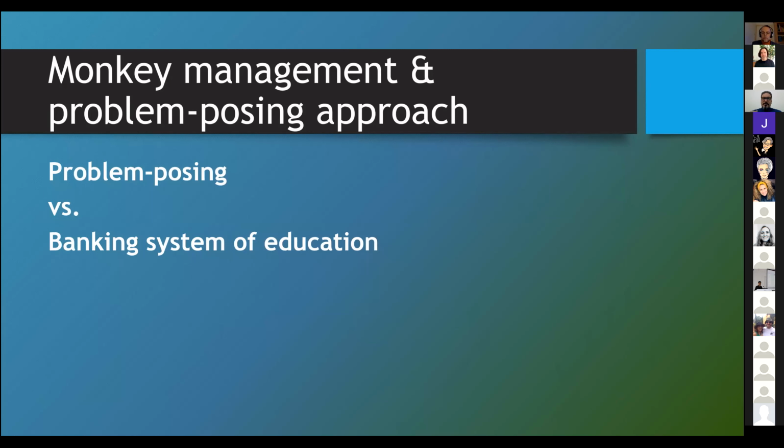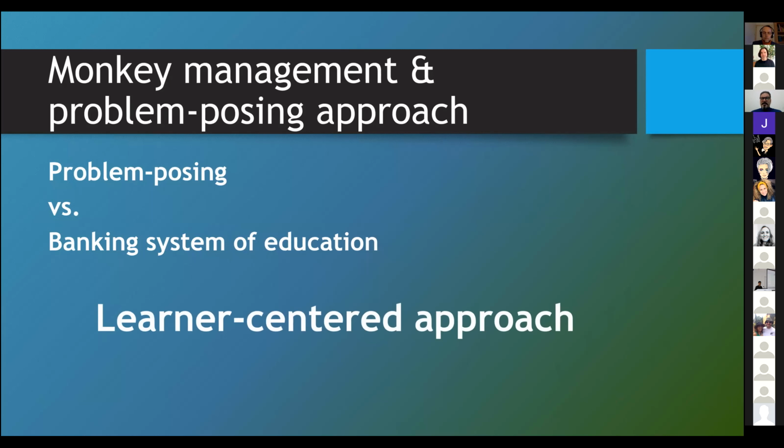So this is the problem posing approach versus the banking system of education, as Jim Scrivener mentioned, a kind of jug and mug way of teaching, where you as a teacher are a jug of knowledge, you pour knowledge into the mug of students, and sometimes it overflows. So the one we are dealing with in monkey management is the learner-centered approach, the problem-posing approach. I will explain more, Christian, about the monkey. This is the thing I'm going to mention in this webinar, that sometimes we need to consider the problem-posing approach as the most important form of education. This is what Freire was talking about.